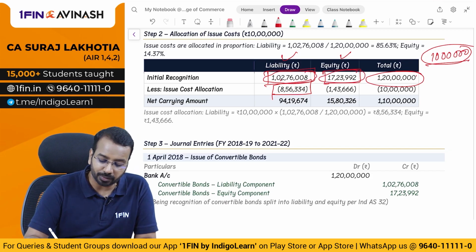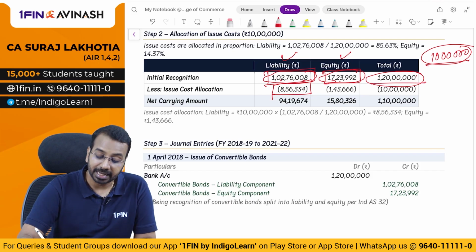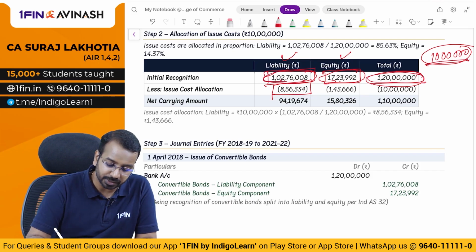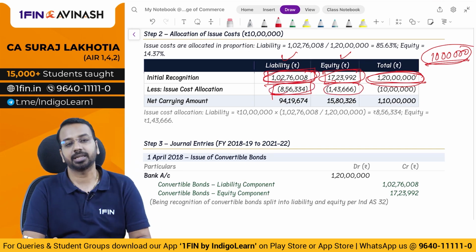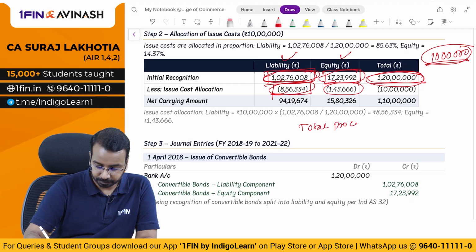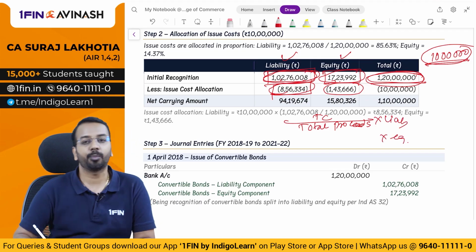Now, this 102 and 17 whatever we see, what is the total of this? 120. So, how do we do that? Take 10 lakhs, divide by 1,20,000, multiplied by 10276. You get 856,334 and 143,666 here. So, you will take total proceeds, less transaction cost into liability component, into equity component.